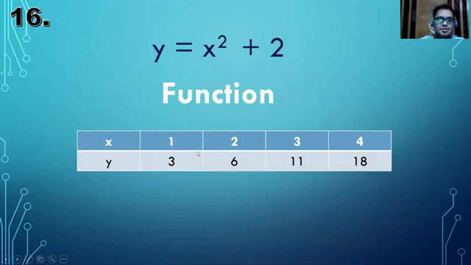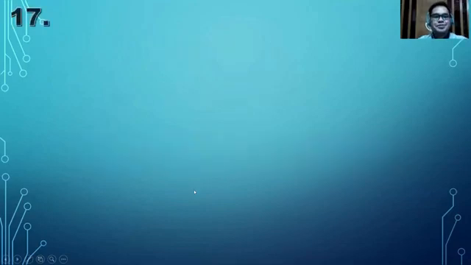Okay, as you can see, for every value of x, there is one value associated with y, and that makes it a function because there are no two ordered pairs having the same abscissa. Okay, number 17. What if we have that?